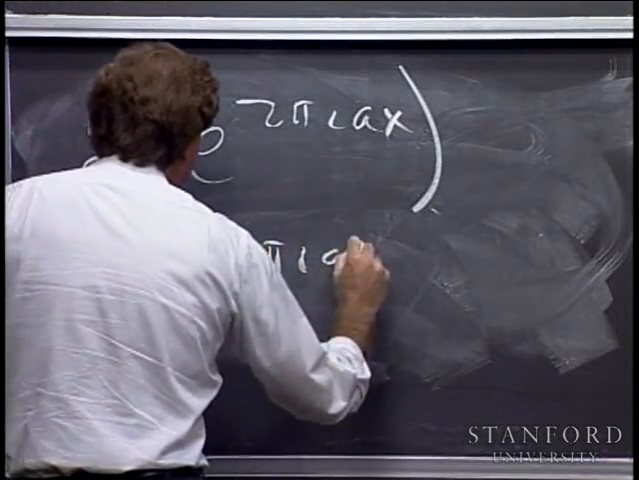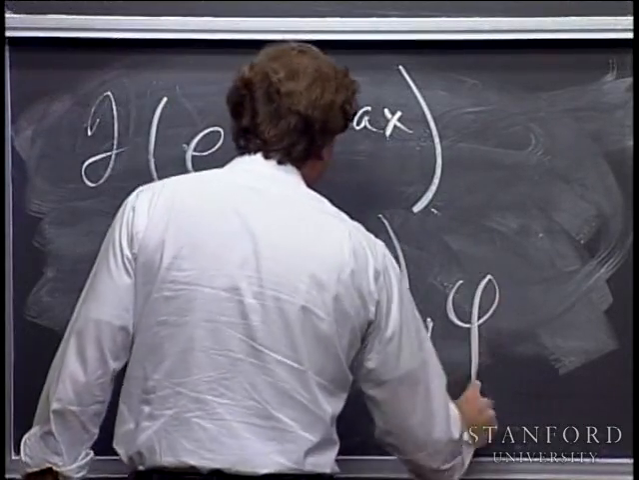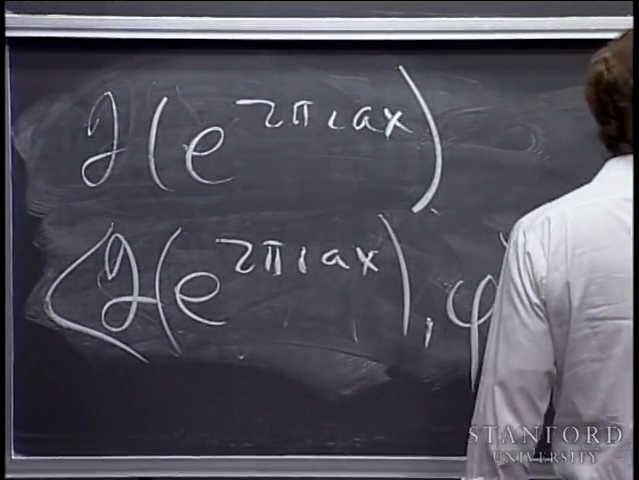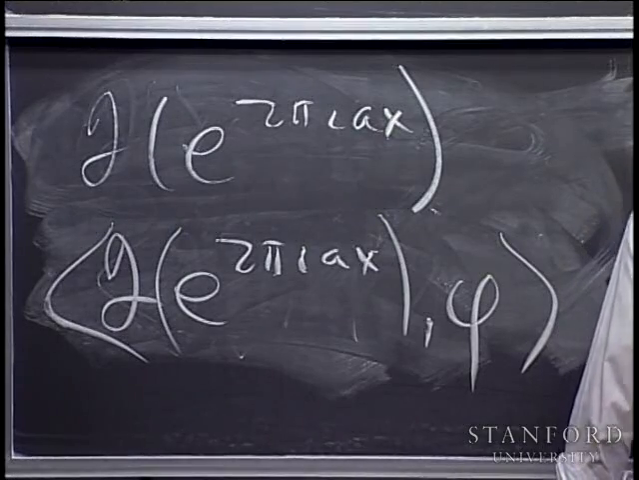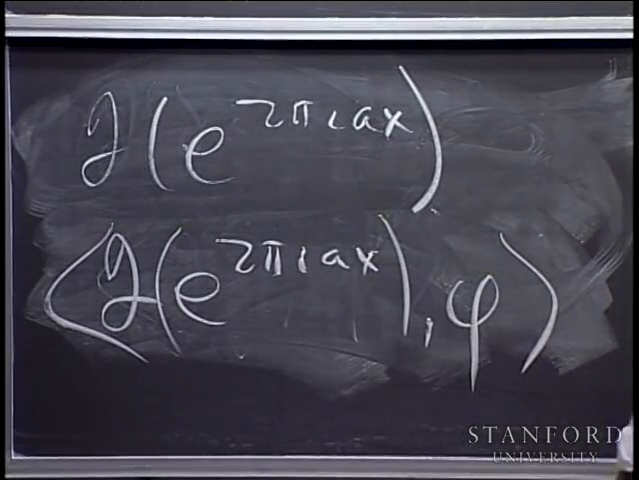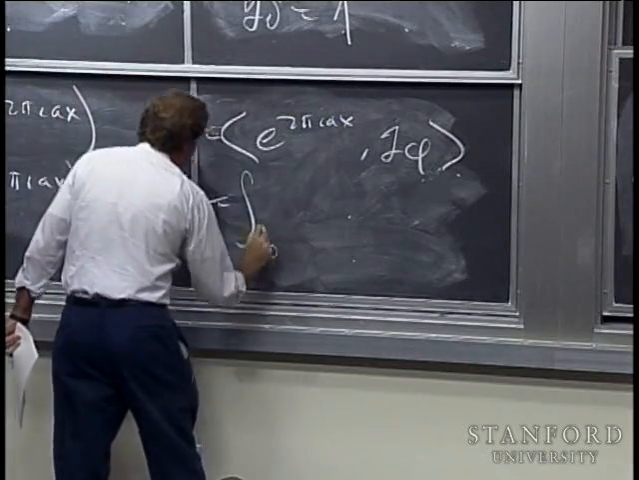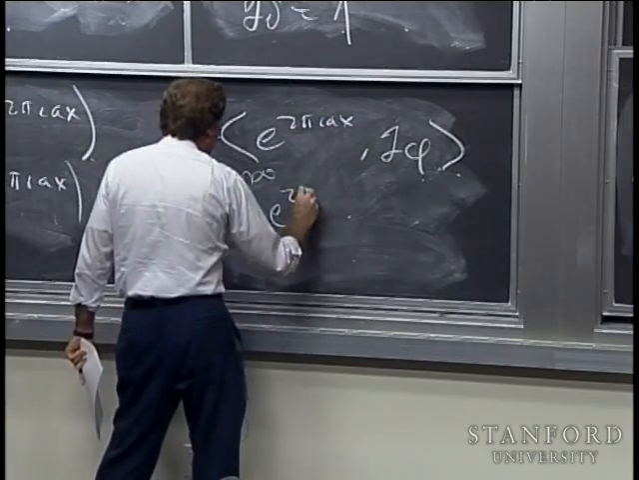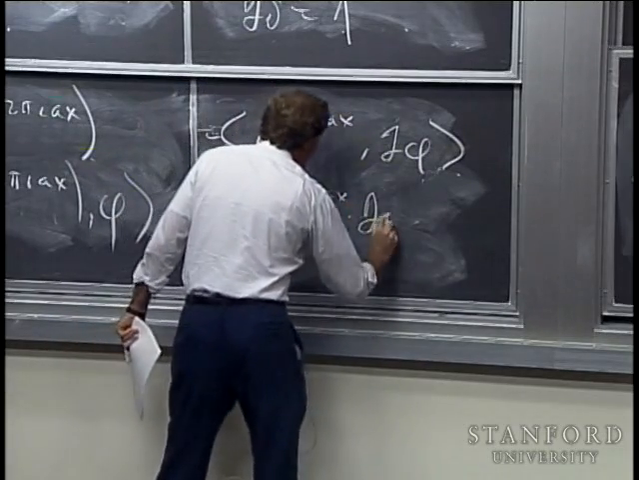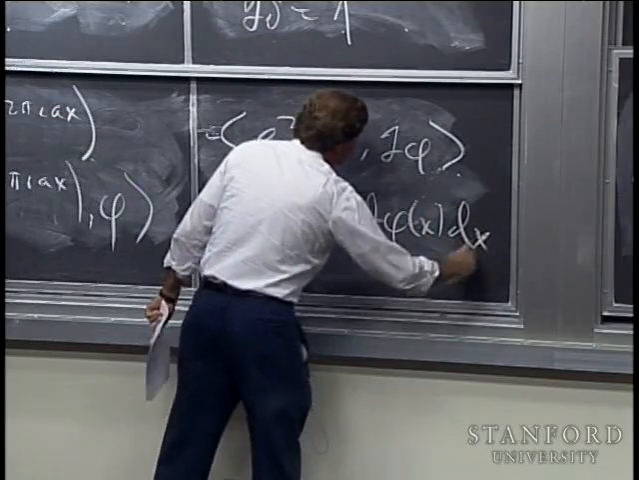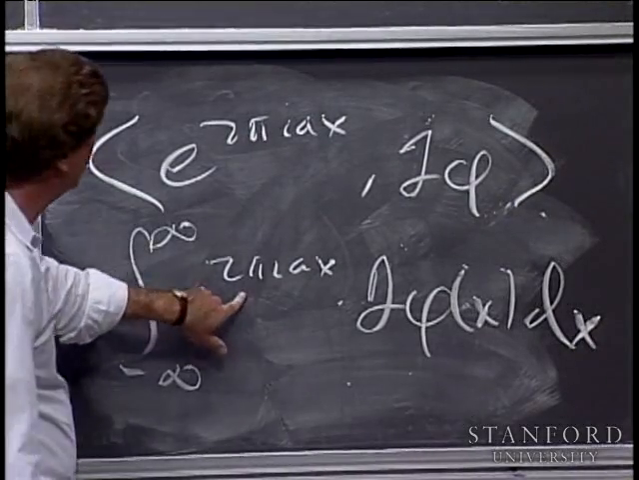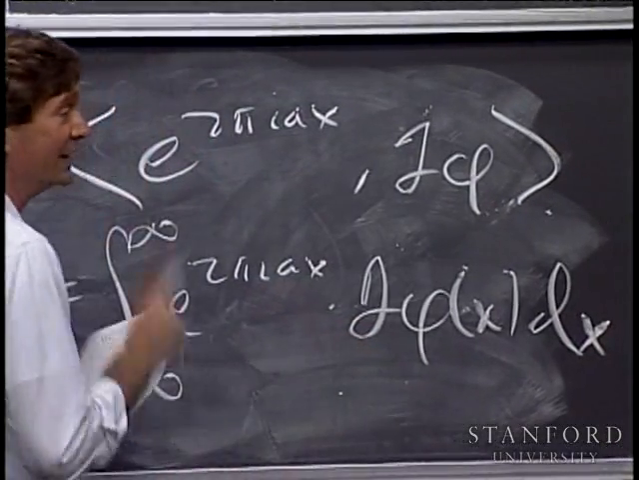pairing. The Fourier transform of e to the 2 pi i ax paired with phi is equal to, by definition, e to the 2 pi i ax paired with the Fourier transform of phi. That is the integral from minus infinity to infinity of e to the 2 pi i ax times the Fourier transform of phi, x dx. Now look at that, and what do you see? You see the inverse Fourier transform. This is e to the 2 pi i x times the classical Fourier transform of phi.